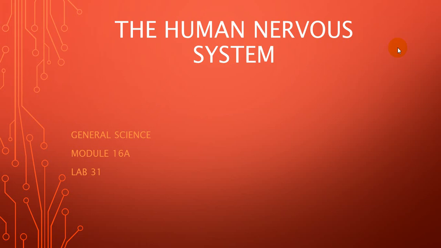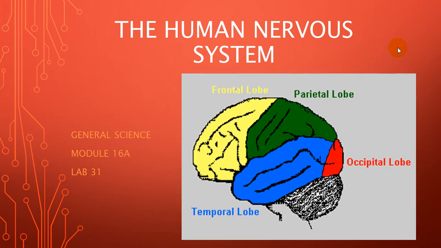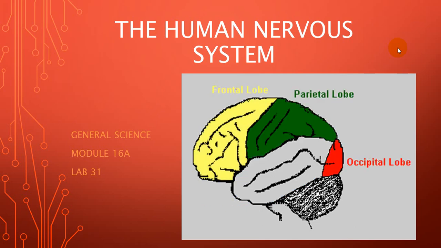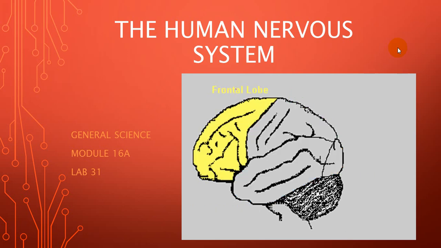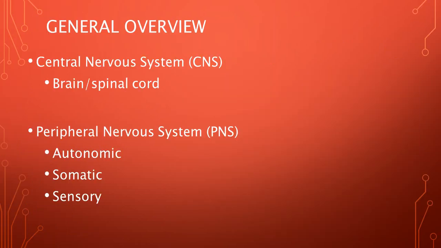So here we go. All right, we're looking at the human nervous system. I'm going to bring up a little thing here. This is going to show our brain, and it's going to color these parts in. So you'll see there is the frontal lobe, the parietal lobe, the occipital lobe, and the temporal lobe. We're going to get into what all those parts do and how that works. I just wanted to put that up there to show we are looking at the brain today.